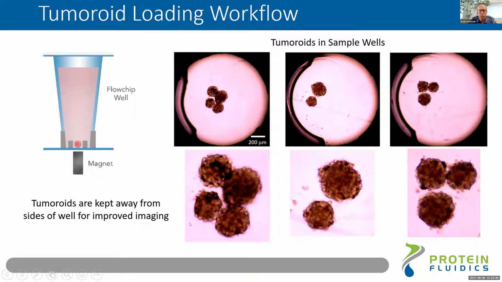In this case, we're getting somewhere between 2 and 5 per well. If you want to do single tumoroids, we've also done that, and you can pick up individual tumoroids and place them into our wells. So there's a lot of flexibility in our platform.